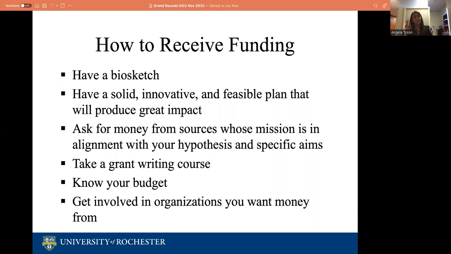If you have that, that's gold, because when people see part of your study has already been funded, they are much more likely to give you the other half of the money. And then get involved in the organizations that you want your money from.